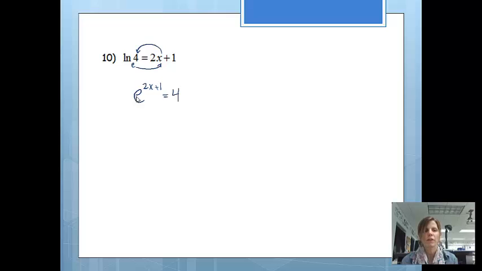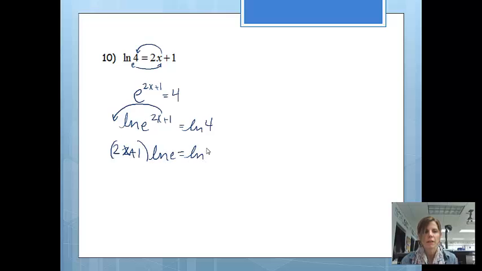Now you'll notice on this one, we're going to work this similar to when we were solving exponential functions. When we have an exponent and we would like to solve for it, since there's an e, we'll take the natural log of both sides. And now we know that we can bump that power out front. So I'm going to have 2x plus 1 natural log of e is equal to natural log of 4. And then from here we know that the natural log of e is equal to 1. So I have 2x plus 1 equals natural log of 4.